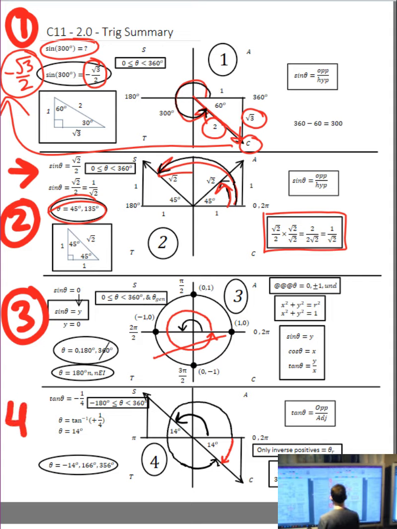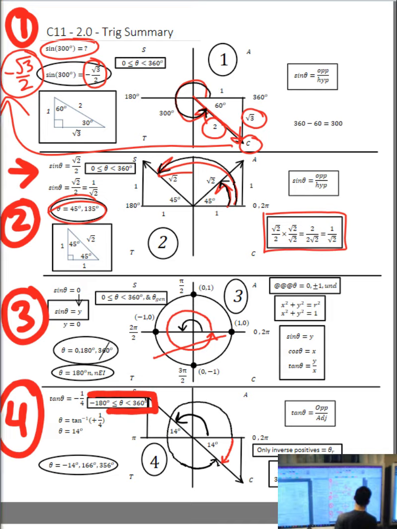And the fourth example down below, we have negative tan theta equals negative a quarter. Two triangles where tan's negative. Inverse it, get the reference angle, positive 14, put it there. And then now we have a domain from negative 180 to 360. So we have to consider all of our angles plus or minus 360 to get to all of the other angles. Great. So 3 main types of questions.